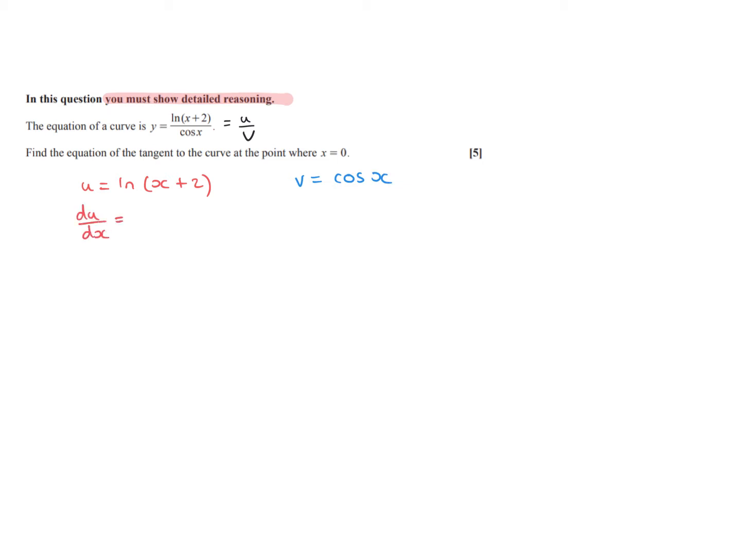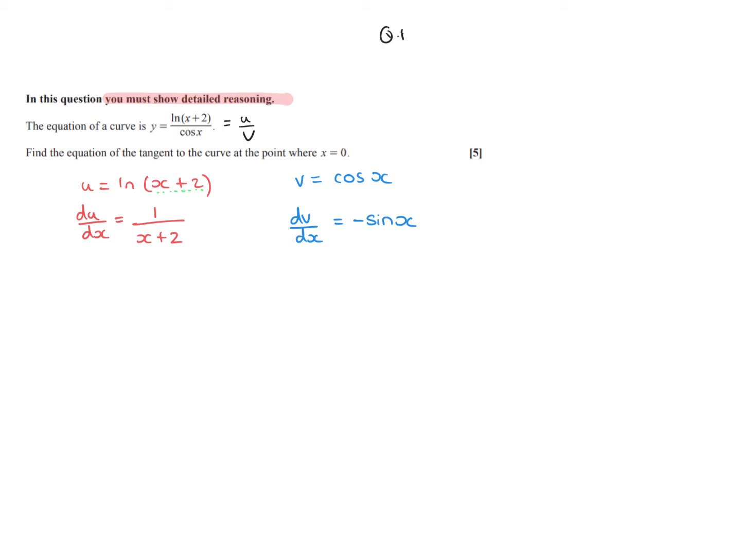Now, du by dx, it's an ln function. We know that differentiates to a reciprocal, so 1 over x plus 2. We then need to multiply by the derivative of the inner function, but that is just 1. So that doesn't alter the answer. And then dv by dx, we know that if we differentiate cos of x, we get negative sine of x.